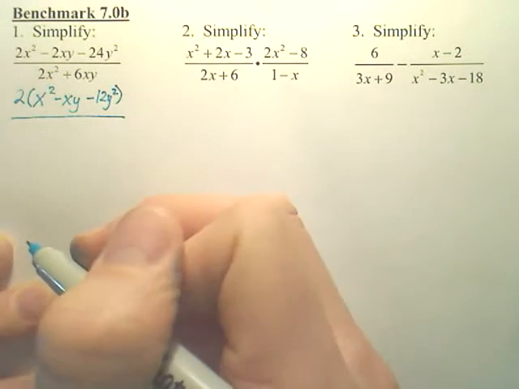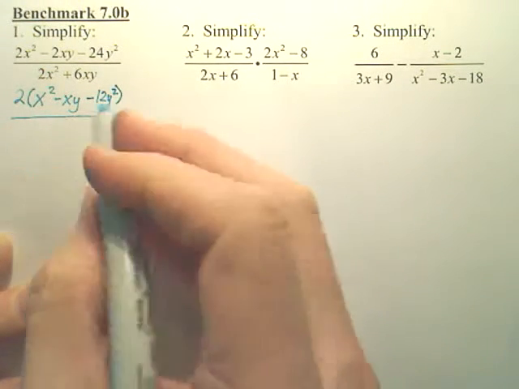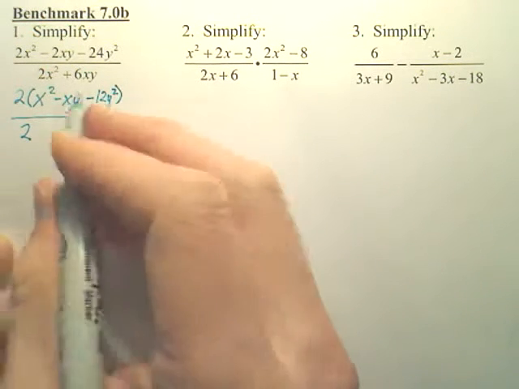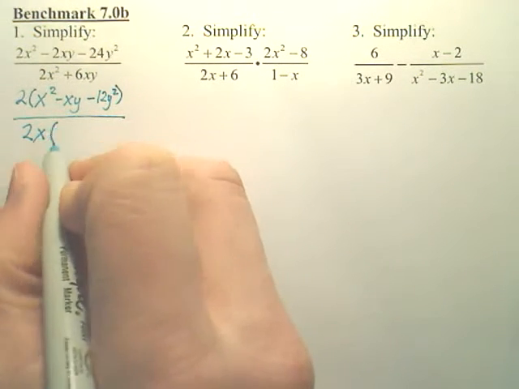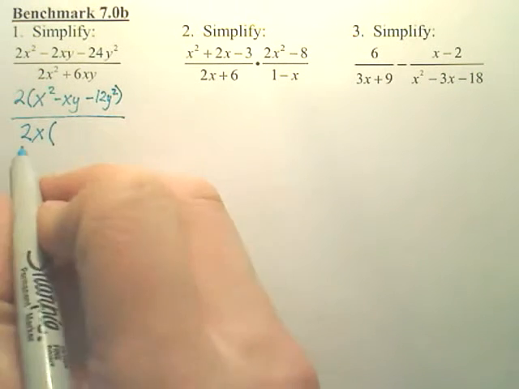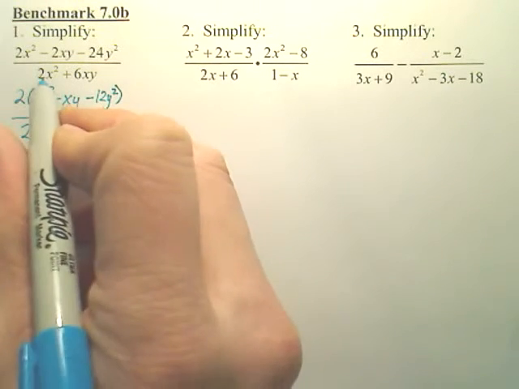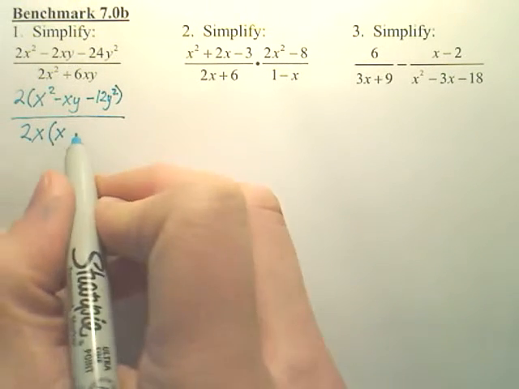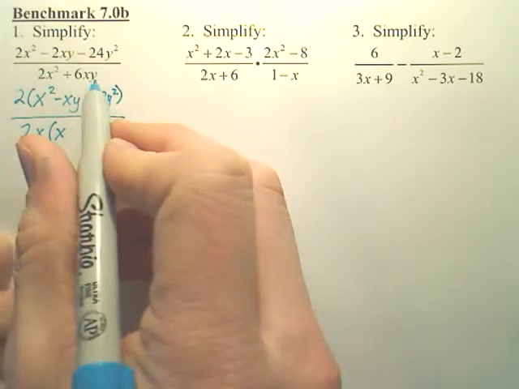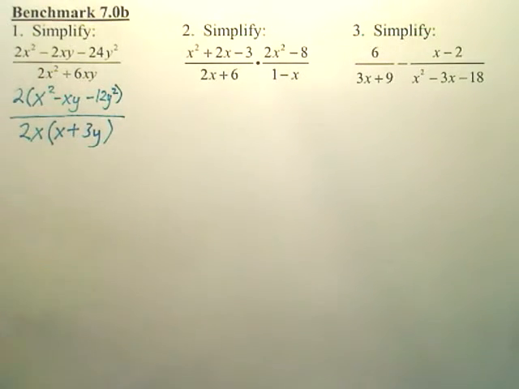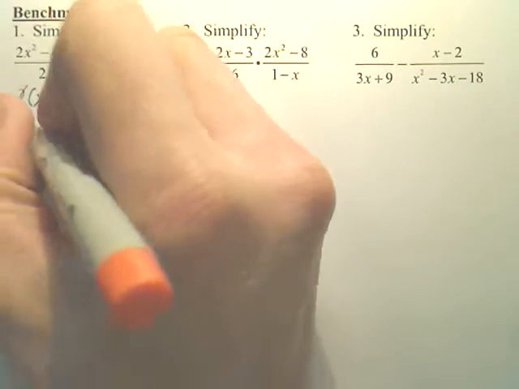For the bottom, I could pull out a 2 as well, but can I also pull out an x, it looks like? Yep. Pull an x out. So that would give me what's left when I pull a 2x out. To get that, it'd be x, because 2x times x is 2x squared. 2x times what is 6xy? Looks like it's going to be 3y. Okay, does anything cancel? Well, hopefully you notice the 2's do cancel.